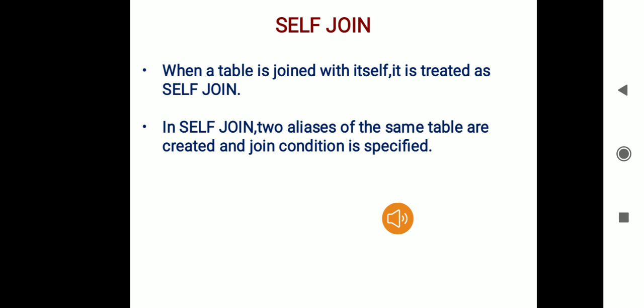Good morning students. Today I will be discussing self-join. When a table is joined with itself, it is treated as a self-join. In self-join, two aliases of the same table are created and the join condition is specified.